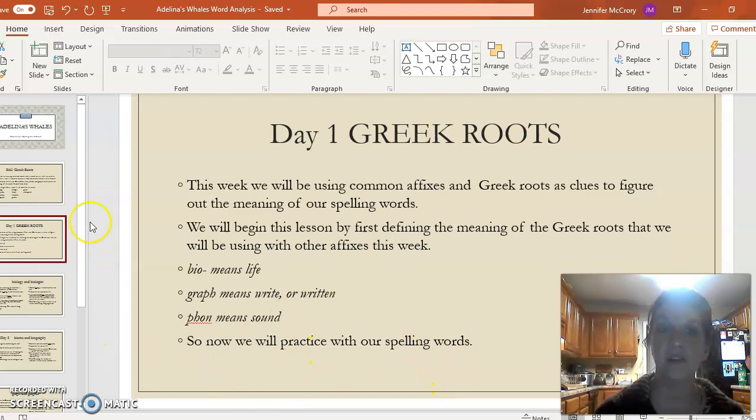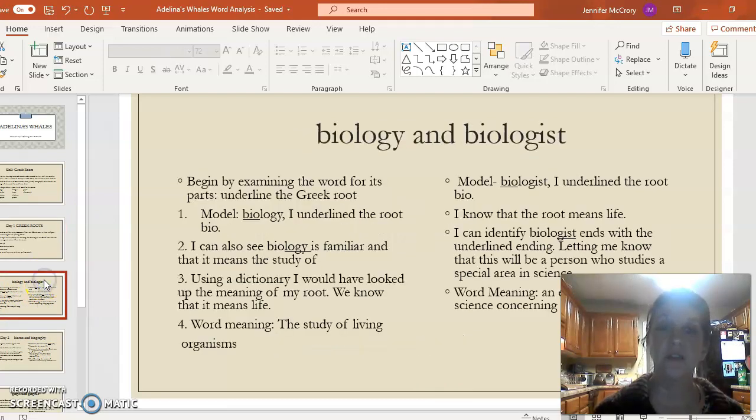So now we're going to practice this, breaking them down with a couple of our spelling words. So let's look at these two first. We're going to start out with biology and biologist. All right. So we're going to begin by examining the word for its parts. We got to see how we can break it down first. We got to see what we know about it. It's like we're dissecting it. We're picking it apart. So we're going to look and find out what its Greek root is.